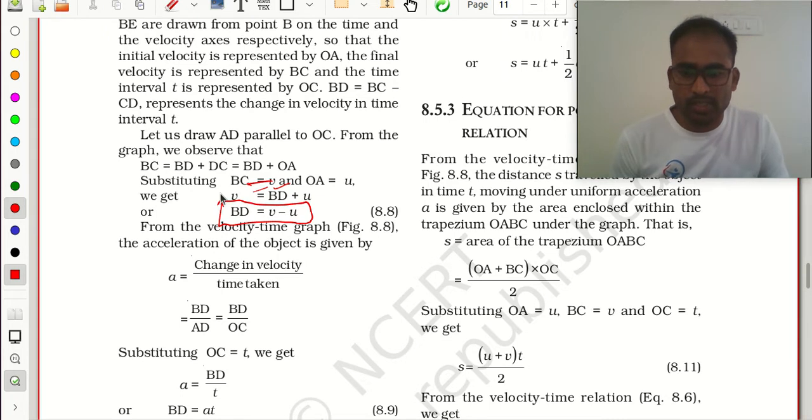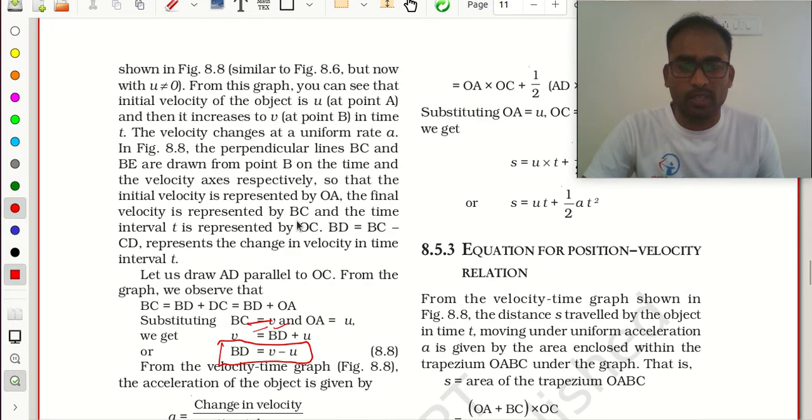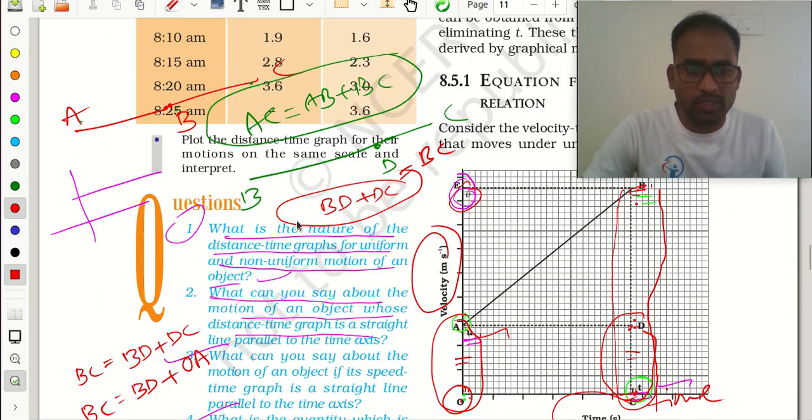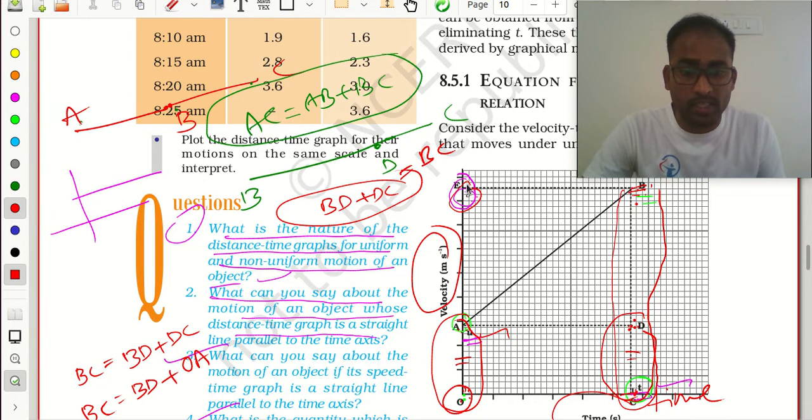Next, from this velocity and time graph, we can calculate the acceleration of an object also. Acceleration is nothing but change in velocity by the time taken. So what is our change in velocity? Our velocity is changing from initial velocity U to final velocity V. And what is the time taken? Time taken from 0 to T.